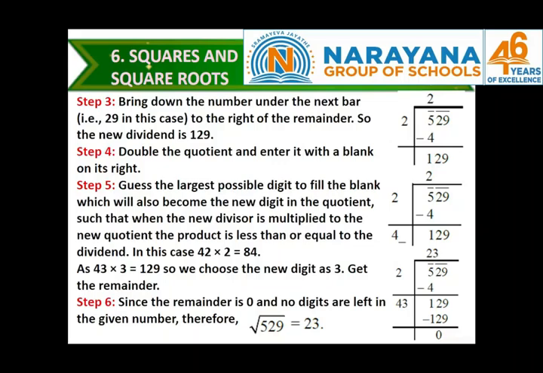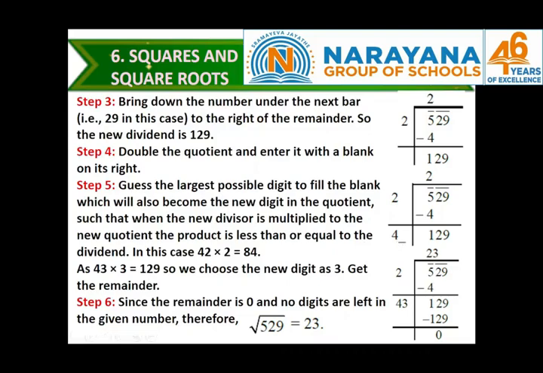Step 4 is the important one. Step 4 is to double the quotient and enter it with a blank on the right. See, double the quotient means here the quotient is 2. What is the double of the quotient? 2 2s are 4. I am writing 4 here. See my cursor here. Double of 2 is 4.